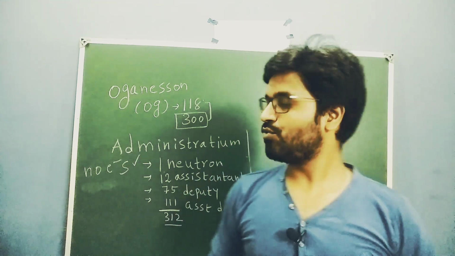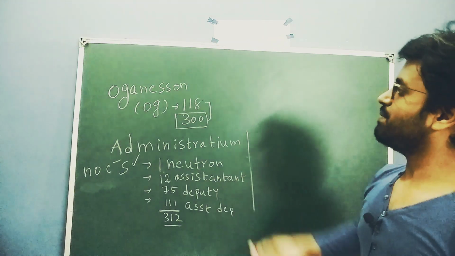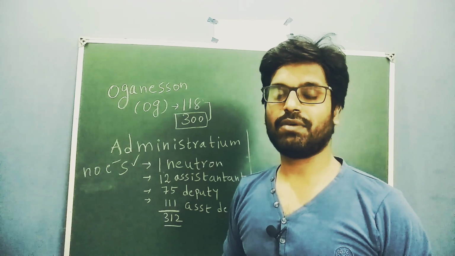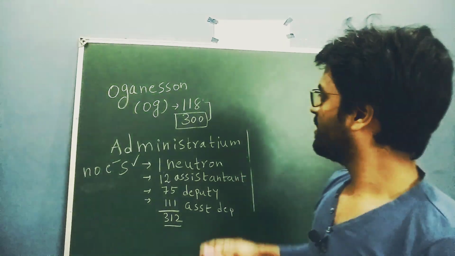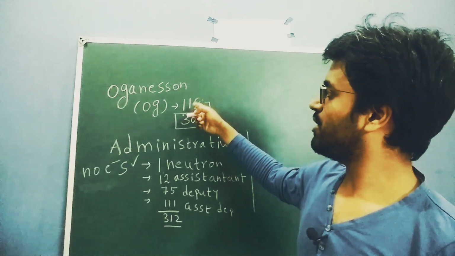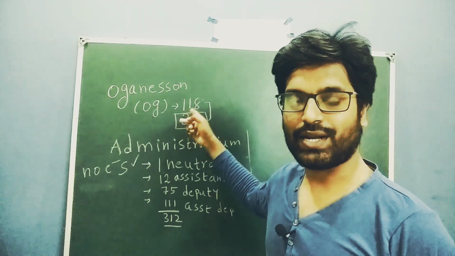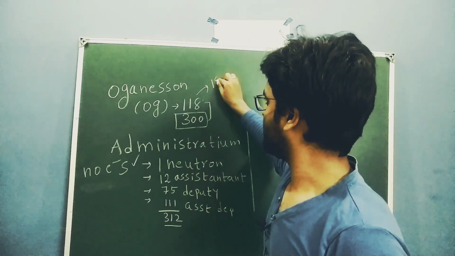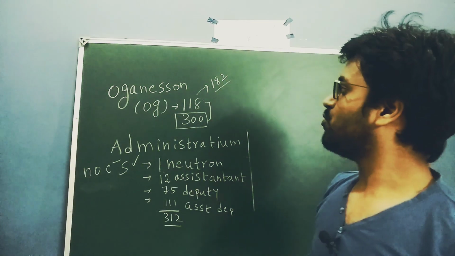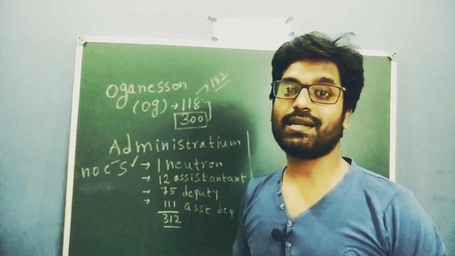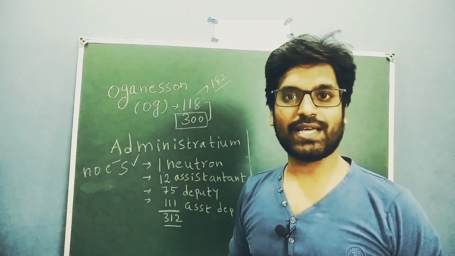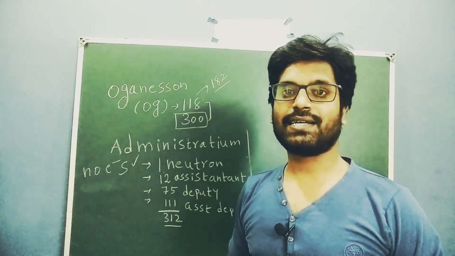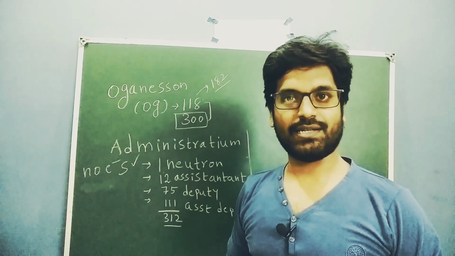But if you observe this organocell, 300 mass number and 118 atomic number, and if you subtract the atomic number from the mass number, 300 minus 118, you will get 182. So you have 182 neutrons here, right? 182 neutrons, and it has atomic number 118. So 118 protons are also there, 118 electrons are also there in organocell. So till date this is the highest atomic mass element in the periodic table.